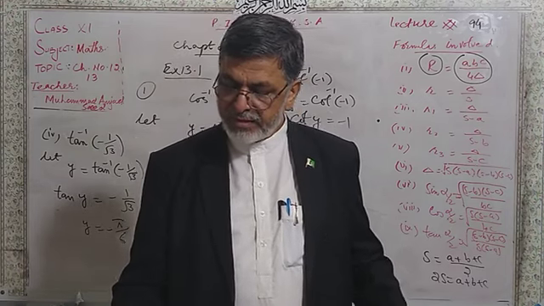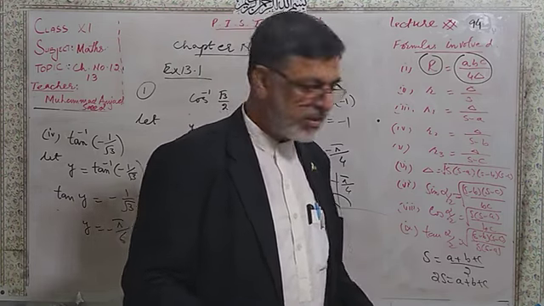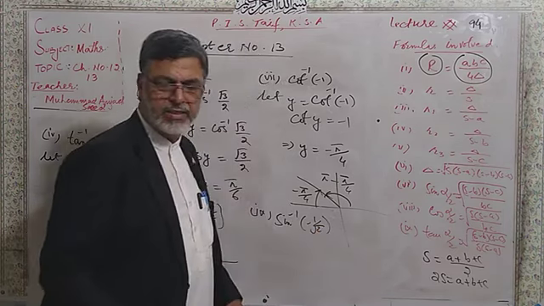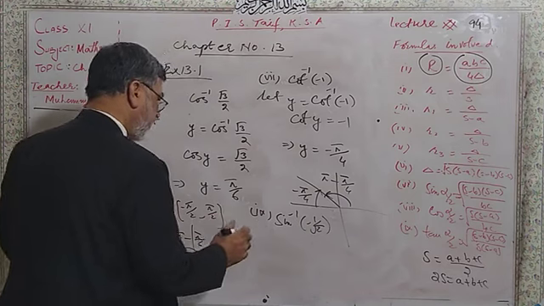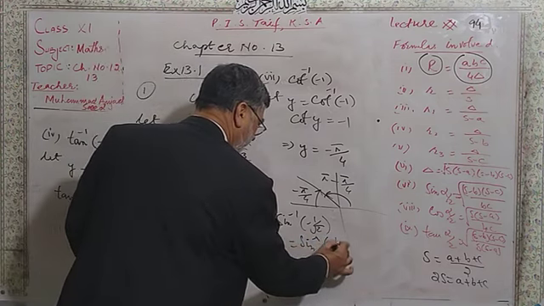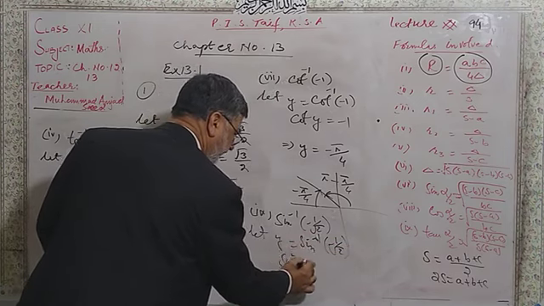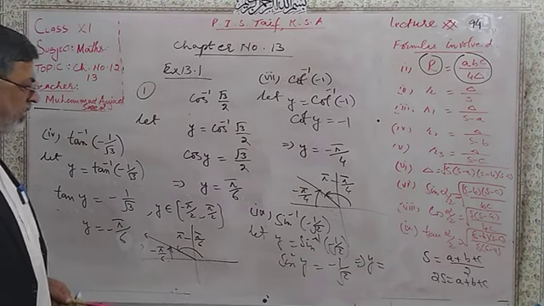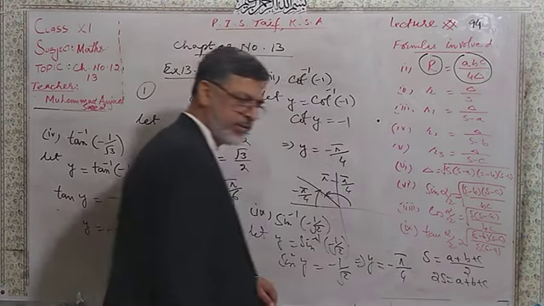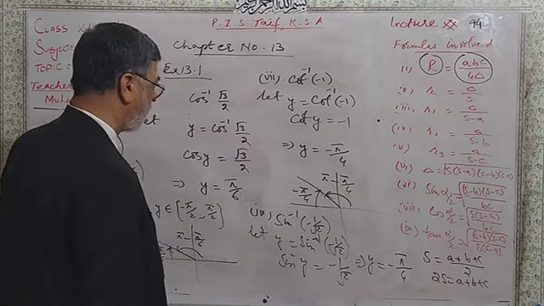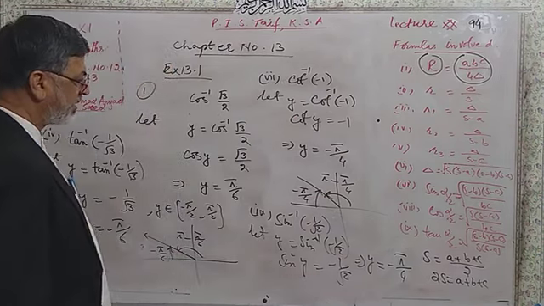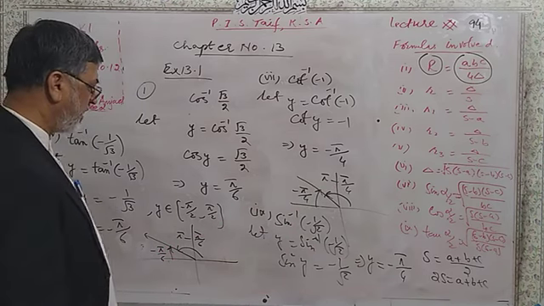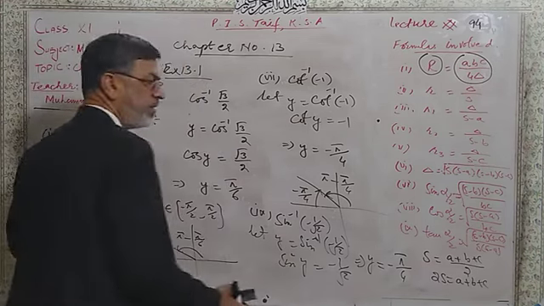After that, we will have part number 9, sine inverse of minus 1 over root 2. First of all, you will take let y is equal to sine inverse of minus 1 over root 2. Bring this sine to the left hand side. Sine y is equal to minus 1 over root 2. Implies that y is equal to, what is the value of sine y? Minus 1 over root 2. Actually, this is minus pi by 4. Exactly the same one, minus pi by 4. So y is equal to sine inverse of minus 1 over root 2, which is minus pi by 4. That was your answer.